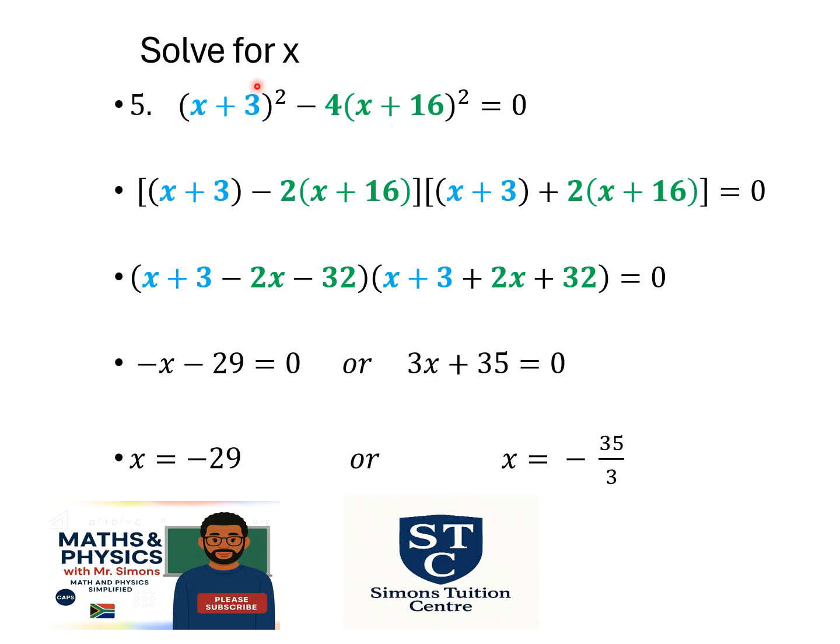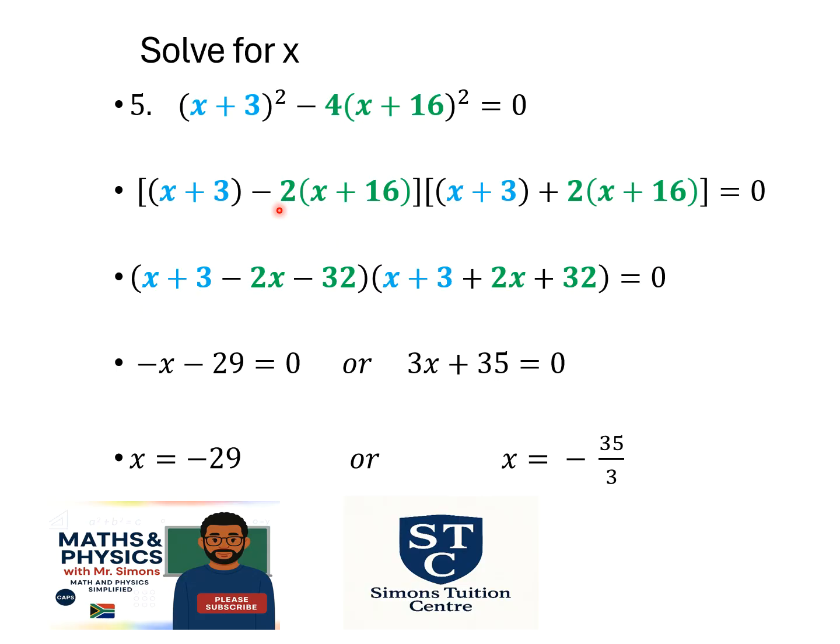So I have x plus 3 all squared. What this means is I have x plus 3 times x plus 3. So it's a perfect square. They have minus 4. Remember, 4 is a perfect square, so it's 2 times 2. Then x plus 16 squared, which is the same as saying x plus 16 times x plus 16. So x plus 3 squared simply becomes x plus 3 times x plus 3, 4 becomes 2 times 2, and x plus 16 squared becomes x plus 16 times x plus 16.